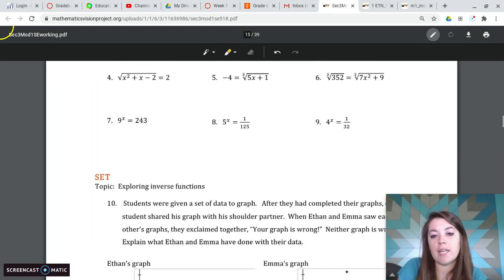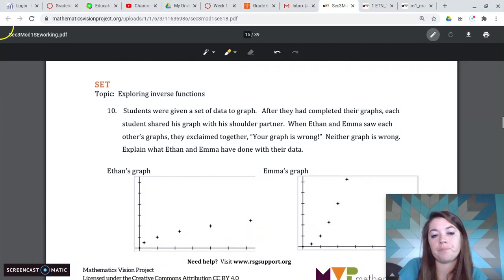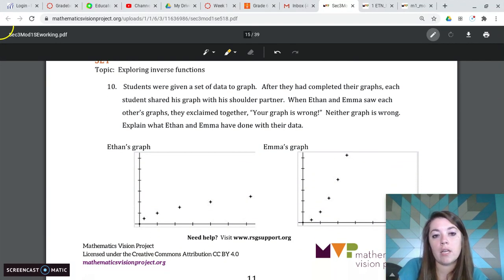So your keyword for today is function. Function. So let's see. Number 10, students were given a set of data to graph. After they had completed their graphs, each student shared his graph with his shoulder partner. When Ethan and Emma saw each other's graphs, they exclaimed together, "Your graph is wrong." Neither graph is wrong. Explain what Ethan and Emma have done with their data.